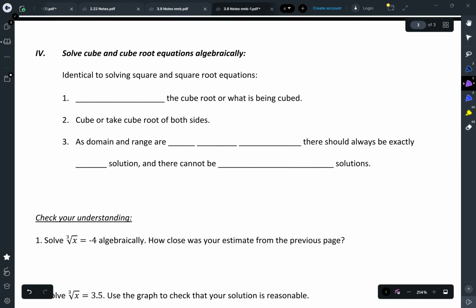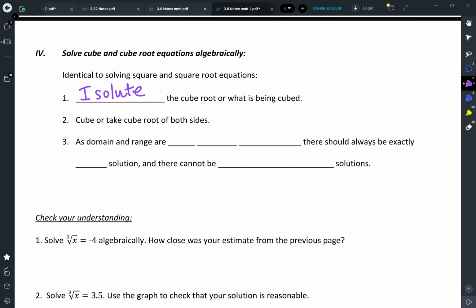So solving cube and cube root equations algebraically. It's almost the same as solving square and square root equations. We're going to isolate. And then instead of taking a square or a square root, we're going to take a cube or a cube root. As the domain and range are all real numbers, there should only be one solution, which means we don't have to worry about extraneous solutions. So the solving is going to be a little bit easier.